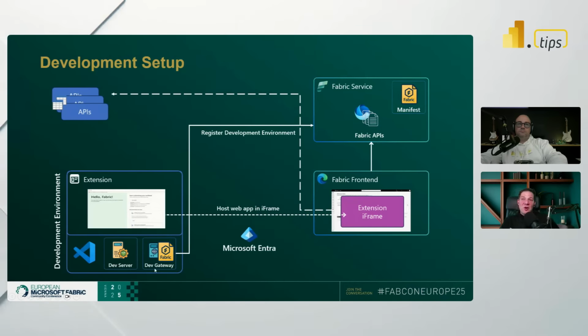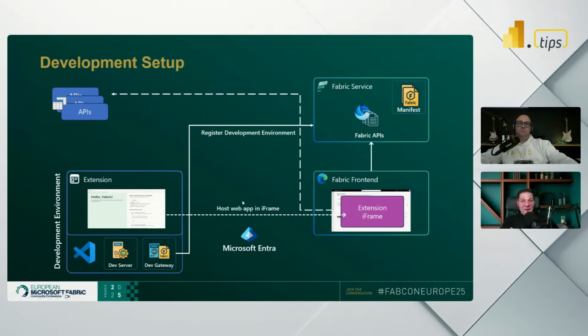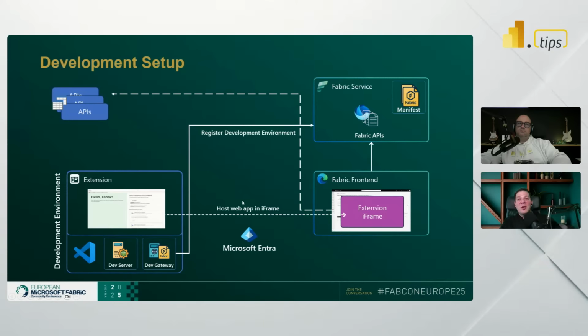We need 2 components over here, a dev server and the dev gateway. The dev gateway is basically registering the manifest with the Fabric service. So basically what the dev gateway does is it's telling Fabric, oh, by the way, there is now a local development environment with this new item. Please register it. And you will see this in a second, how this looks like.